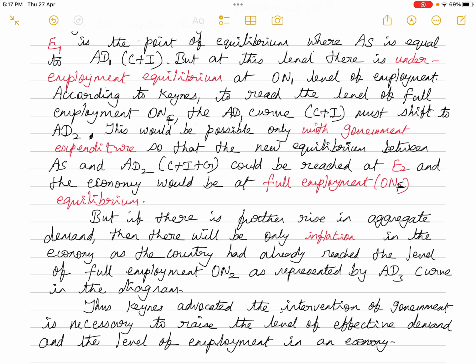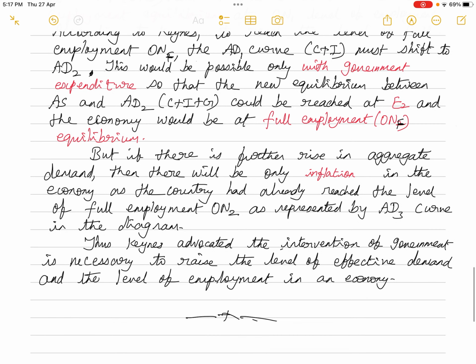So at full employment equilibrium. But if there is a further rise in aggregate demand, then there will be only inflation in the economy, as the country had already reached the level of full employment. Again I am changing it to ONF. Sorry, I kept on mentioning ON2. So the country has already reached the level of full employment ONF, as represented by the AD3 curve in the diagram. Thus Keynes advocated that the intervention of government is necessary to raise the level of effective demand and the level of employment in the economy.